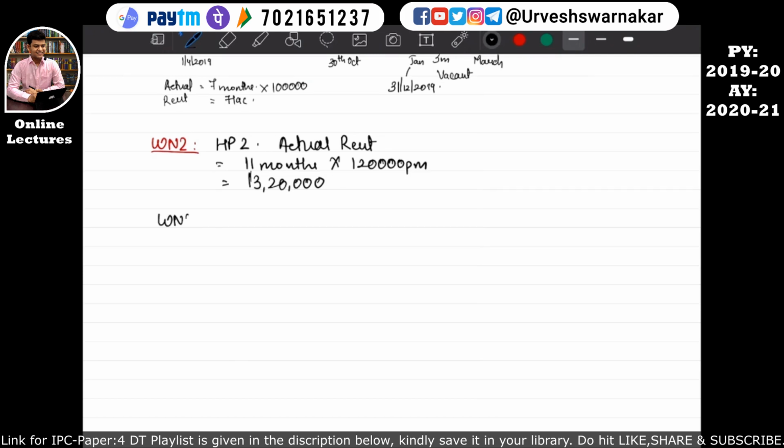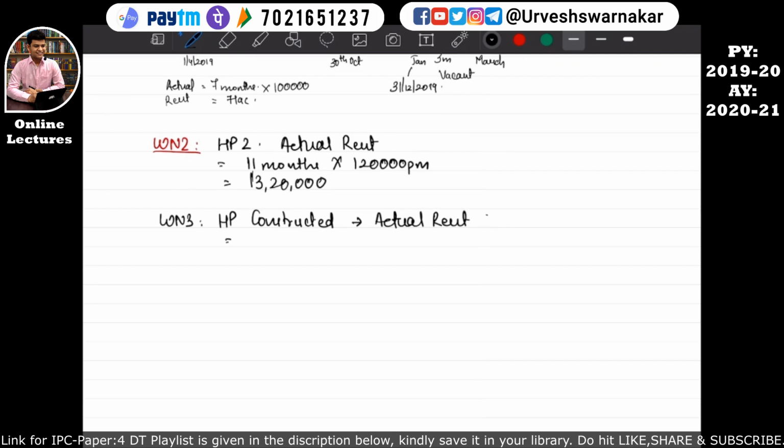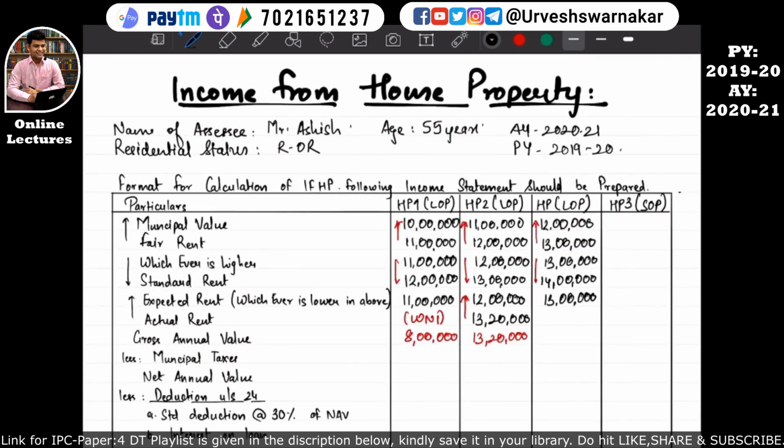So we'll write over here working note number 3, house property constructed, and what we are calculating is actual rent. So the actual rent for the house property constructed is 10 months into 1,50,000 per month, which is equal to 15 lakhs. I hope this is quite clear to you all. So here we will write 15 lakhs. Okay, and whichever will be higher of the expected rent and the actual rent will be considered as the gross annual value, which is equal to 15 lakh. I hope this is very much clear to you all.